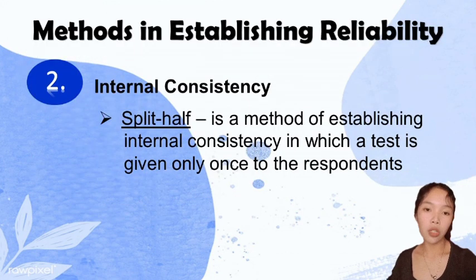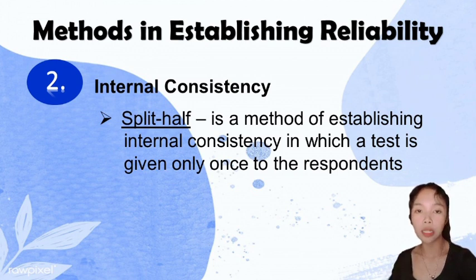So another method in establishing reliability is internal consistency. It is an assessment of how reliably survey or test items that are designed to measure the same construct actually do so. Internal consistency is an index of reliability of a test, also called internal consistency reliability or internal reliability. So one of them is the split half.